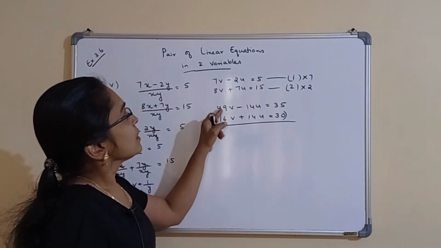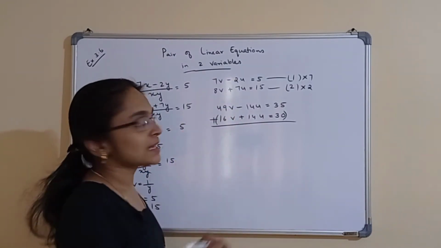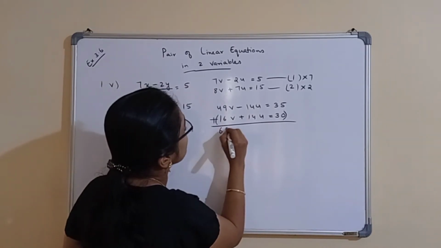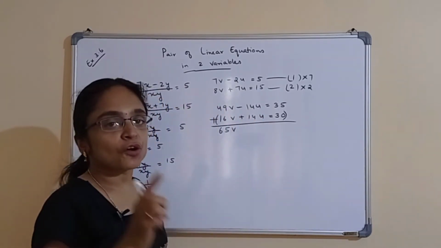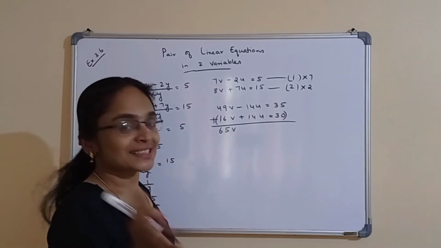So 49v plus 16v is 65v, and this minus 14u plus 14u is 0.